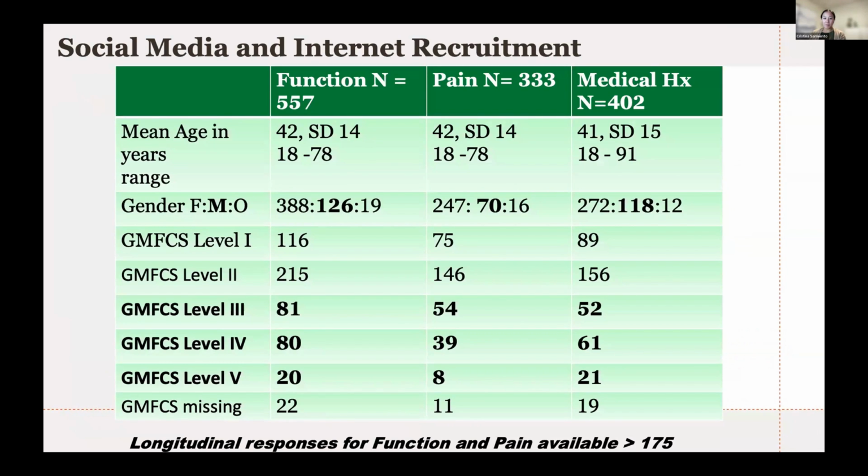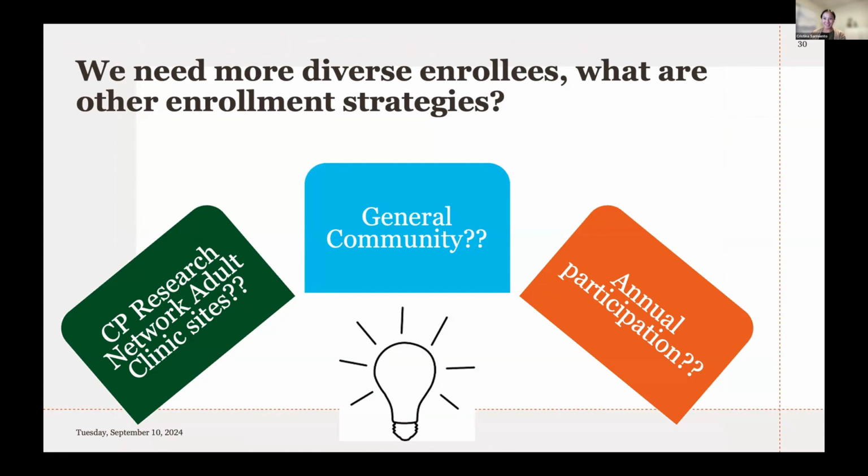And so we did another burst of social media and internet recruitment, partnering with some other organizations to try to get more people to participate in the registry, particularly in those underrepresented groups. And you can see here we were able to recruit more men, and a few more people that had lower levels of functional mobility and who were non-ambulatory, but we still have work to do. We need more diverse enrollees. This was the issue that we went into this current study with. So what are other enrollment strategies that we can use to improve recruitment and enrollment?